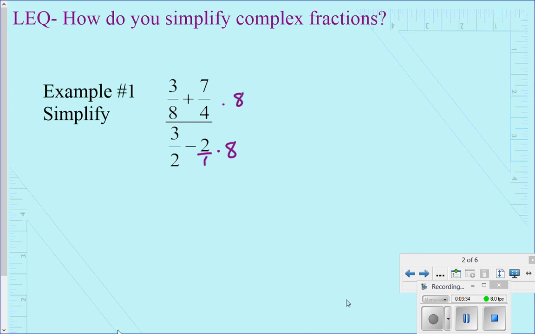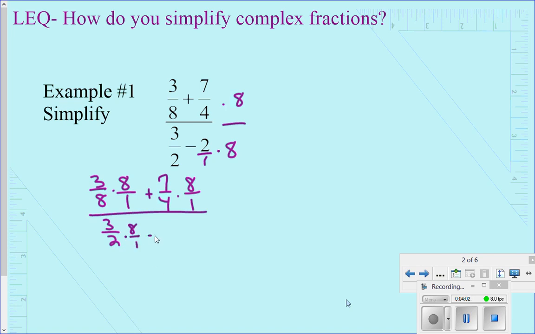Now, that's fine. I'm allowed to multiply by 8 over 8. I'm not breaking any math rules because 8 over 8 is 1, and I'm just multiplying this expression by 1, which is perfectly fine. So if I'm multiplying 8 by this whole numerator, I'm going to distribute the 8. So I'm going to go ahead and write that out. So 3 over 8 times 8 over 1 plus 7 over 4 times 8 over 1, all over 3 over 2 times 8 over 1 minus 8 times 2, we know is 16. So that's helpful because I can look on the diagonals and cross off common factors.